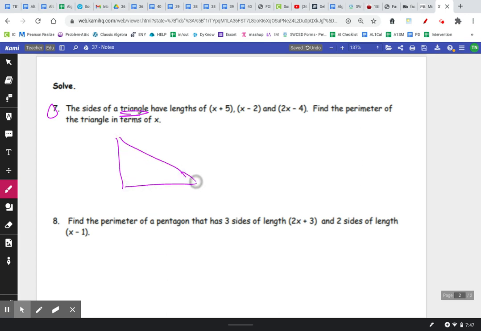Doesn't say what kind of triangle it is. I'm just drawing one. They have lengths of x plus 5, x minus 2, and 2x minus 4. Find the perimeter, okay? Well, it doesn't really tell us which one goes where.